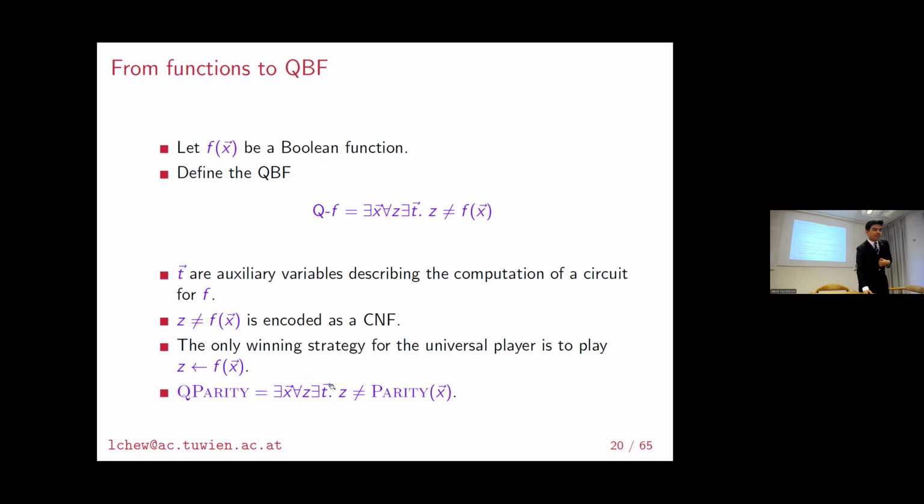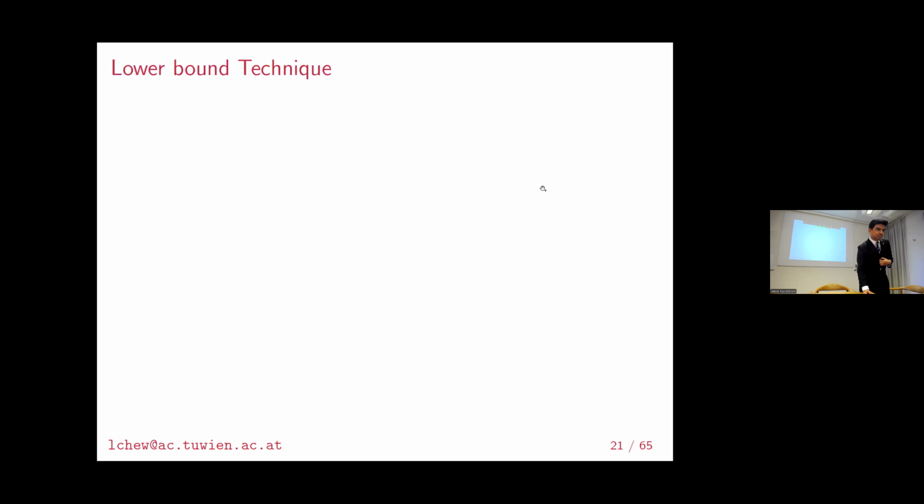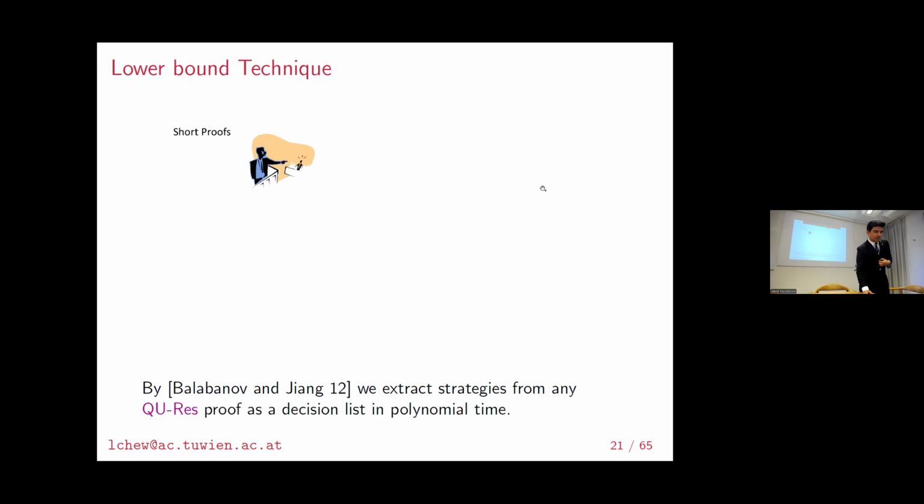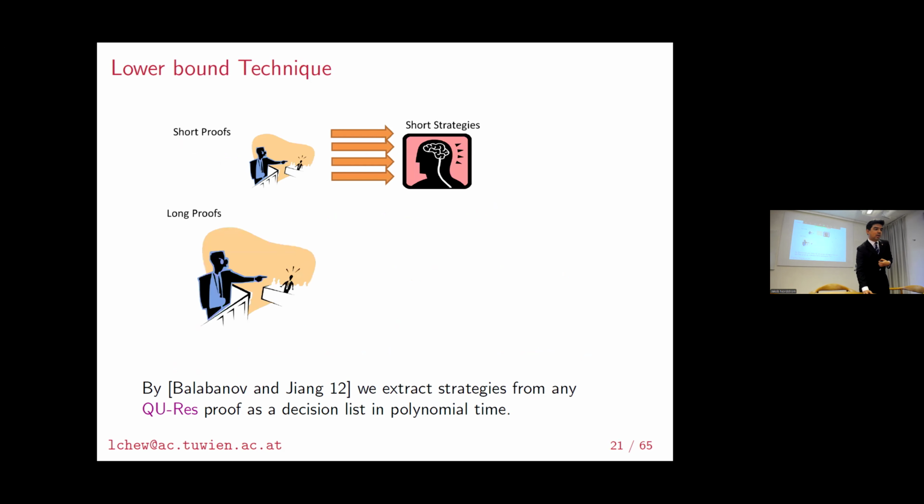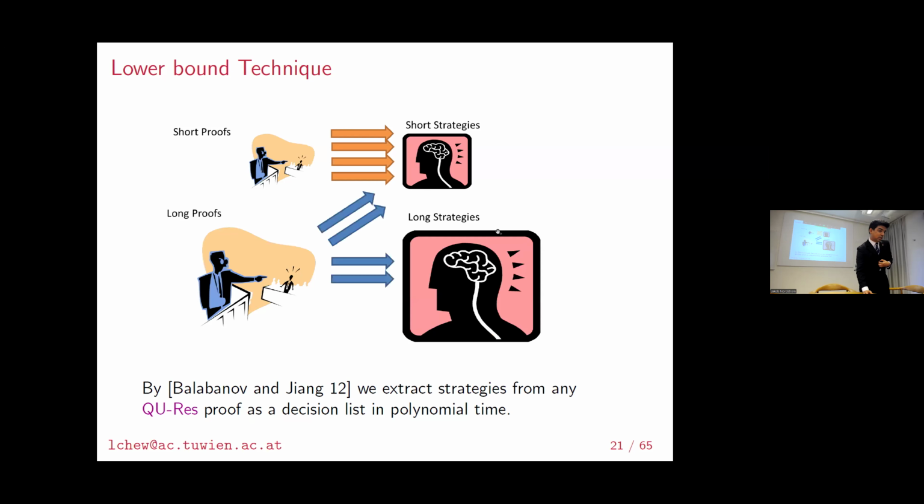If this function is the parity function, then the strategy will have to be parity. So this gives us our lower bound, because provided the strategy extraction property, if we start with a short proof, we must have a short strategy. If we have a long proof, well, it's still polynomial time, so it could be a short strategy or it could be a long strategy.